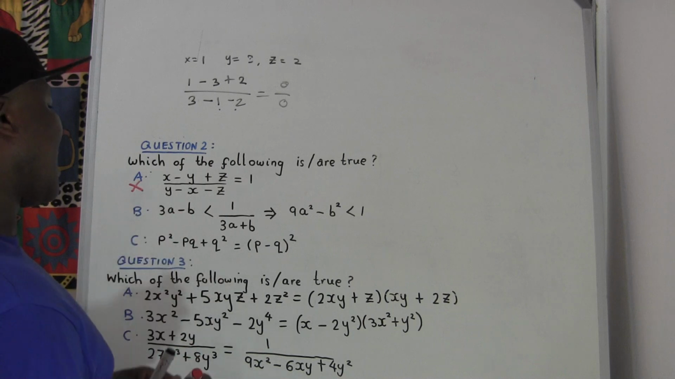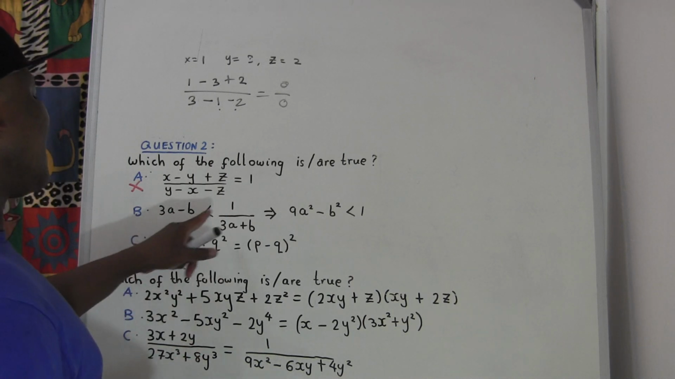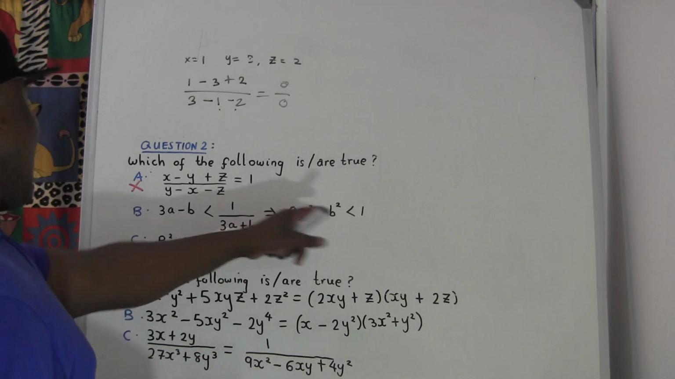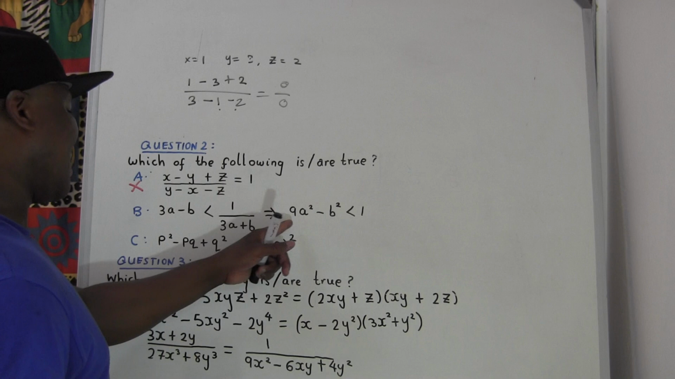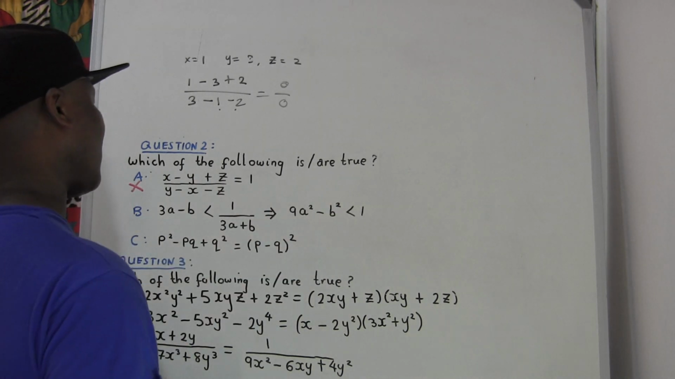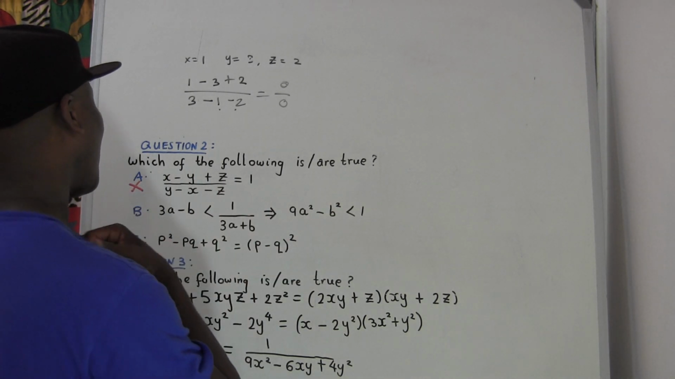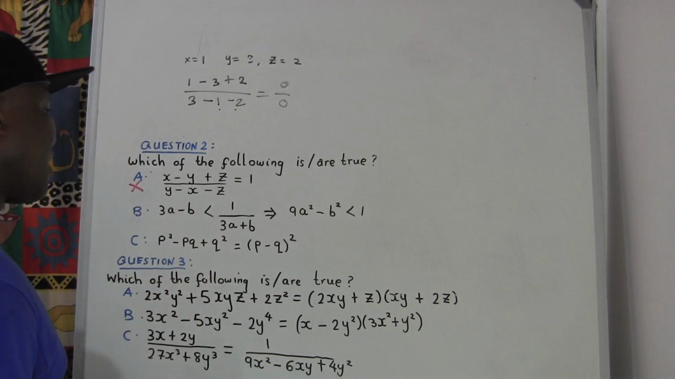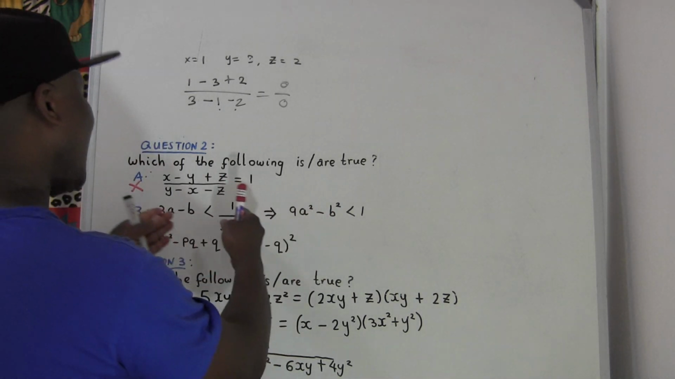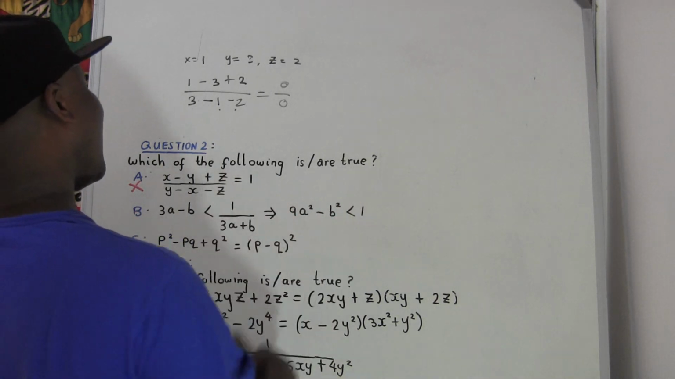Now we come to this one. You can do the same game here. They say if this is this, then it implies that. They say if this is less than this, then it implies this is less than 1. So there are a lot of ways you can do it. You can give it a try by substituting the number and see if this is true. Let's give it a try.